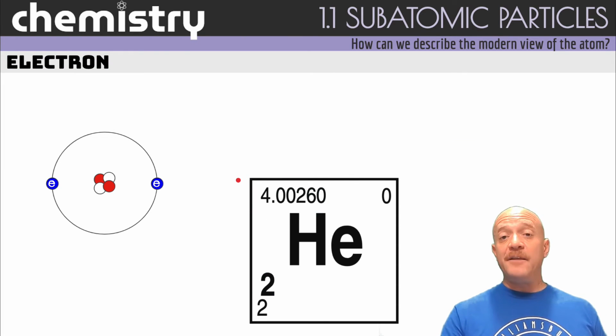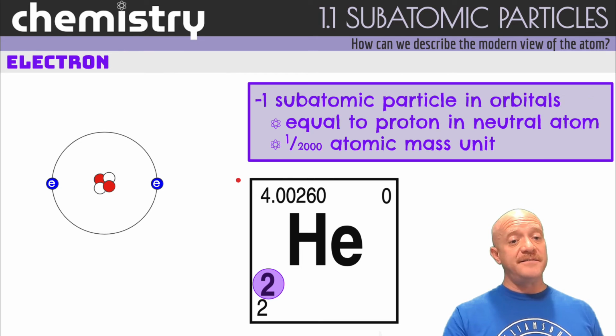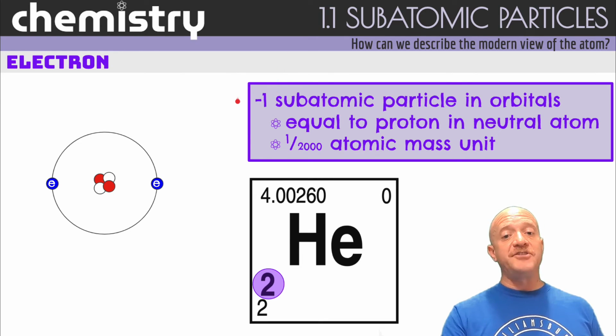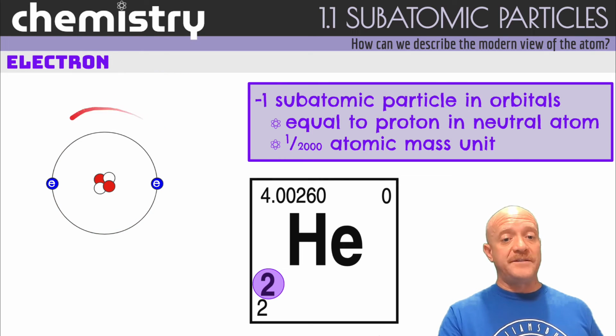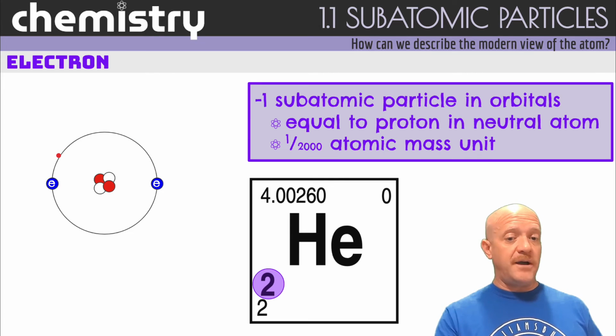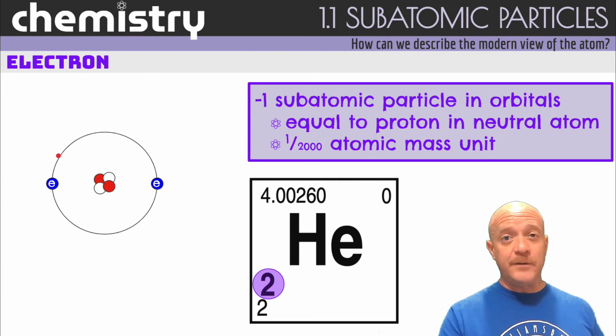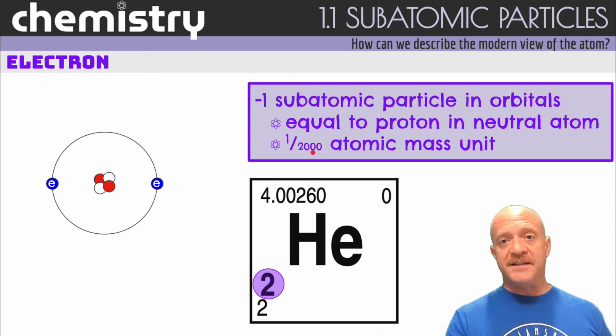And finally we have an electron. Electrons are negatively charged. They have a negative charge of -1, and it is a subatomic particle in orbitals. We'll discuss orbitals in the future. It is equal to the proton. The number of electrons is equal to the number of protons in a neutral atom. So in this atom of helium, you have 2 electrons. And the mass is so small, it is 1/2000th of an atomic mass unit. In other words, the mass is negligible for an electron.